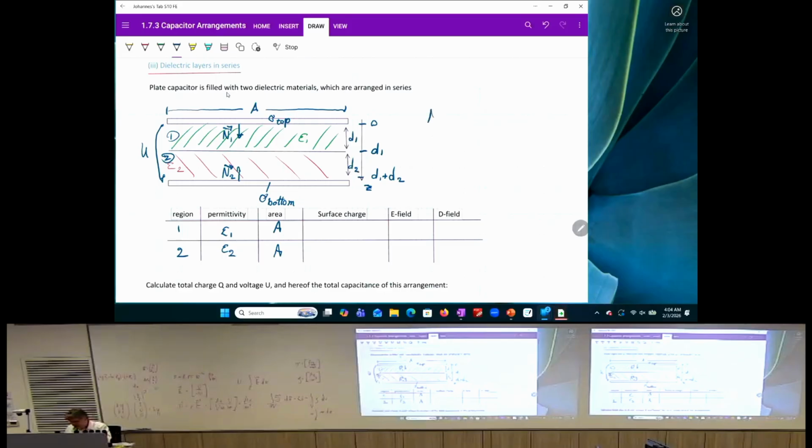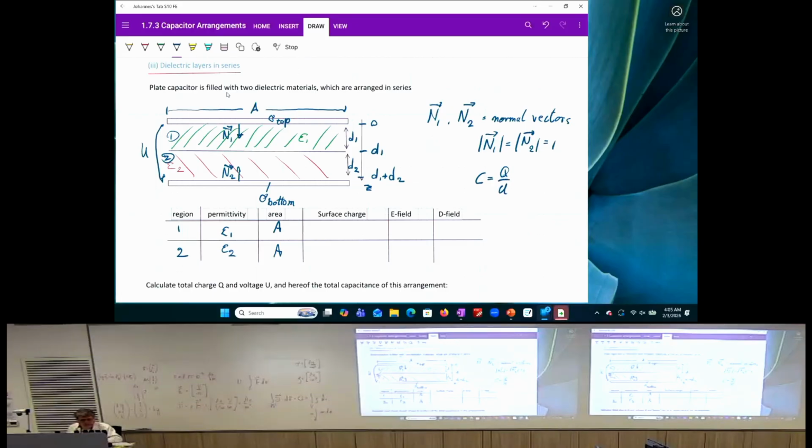So here our n1 that I just plotted in there and our n2, these are normal vectors. They are the same in magnitude. They are just oriented in different directions. So this magnitude is 1. The capacitance formula, mind, is C equals Q over U.